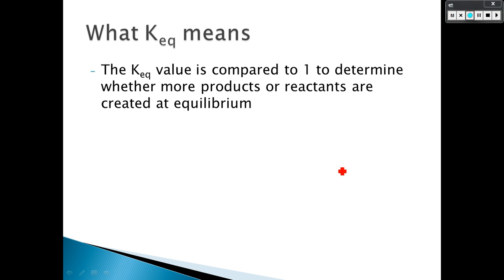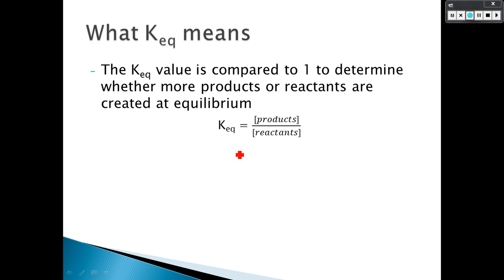Some reactions you end up with more reactant than product. It doesn't seem to react a lot. Some you have so much more product than reactant, you almost can't tell the reactants are there, and the reverse. Some you have so much more reactants than products at equilibrium that it almost appears like it didn't react at all. And you can compare Keq to 1 to determine whether there are more products or reactants.